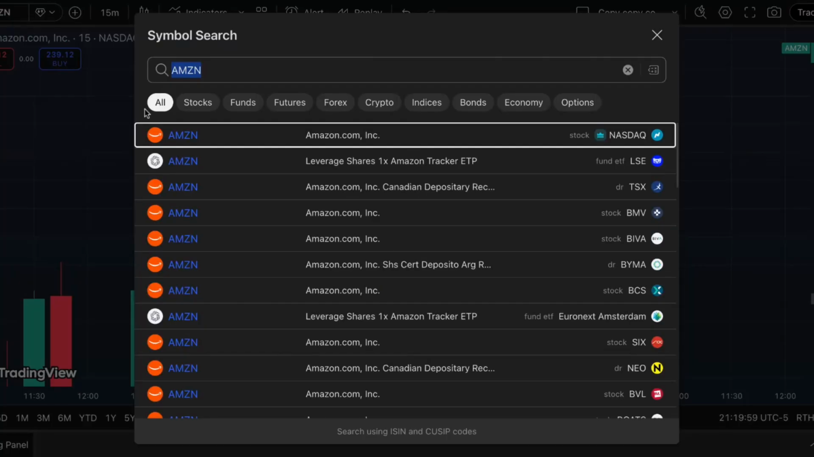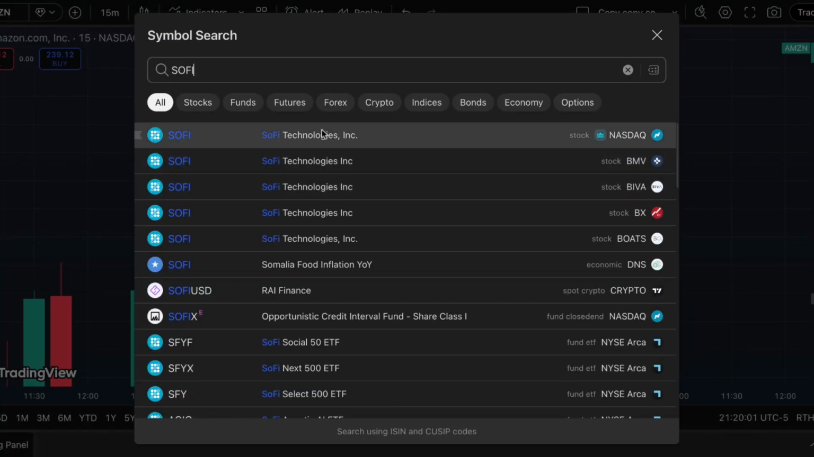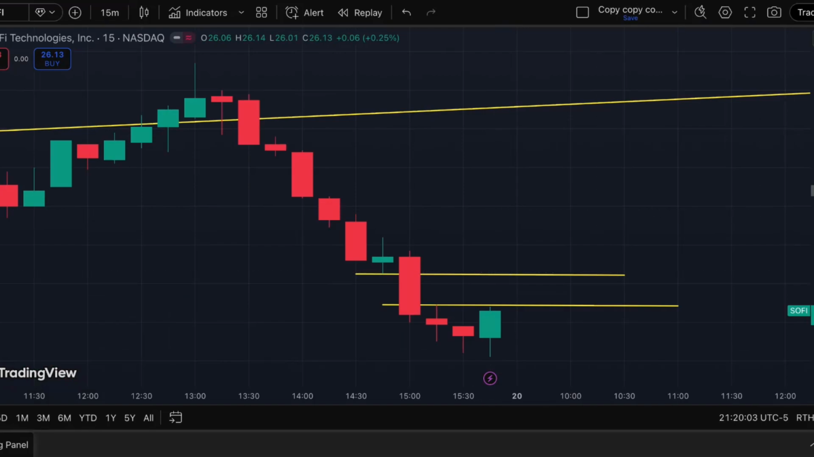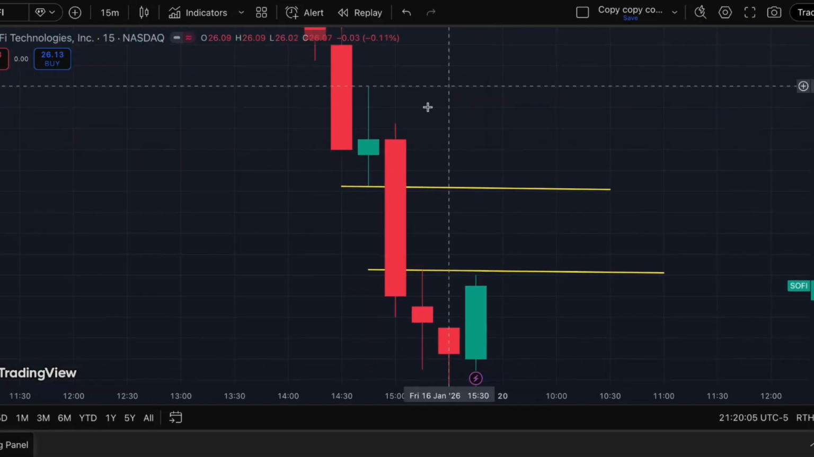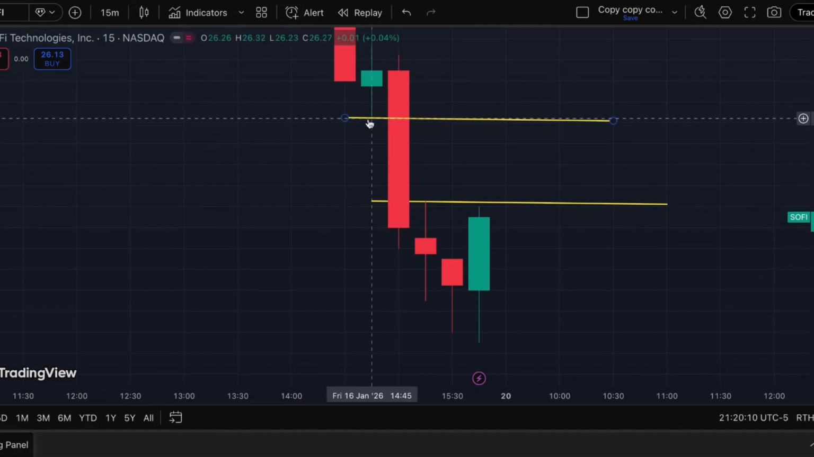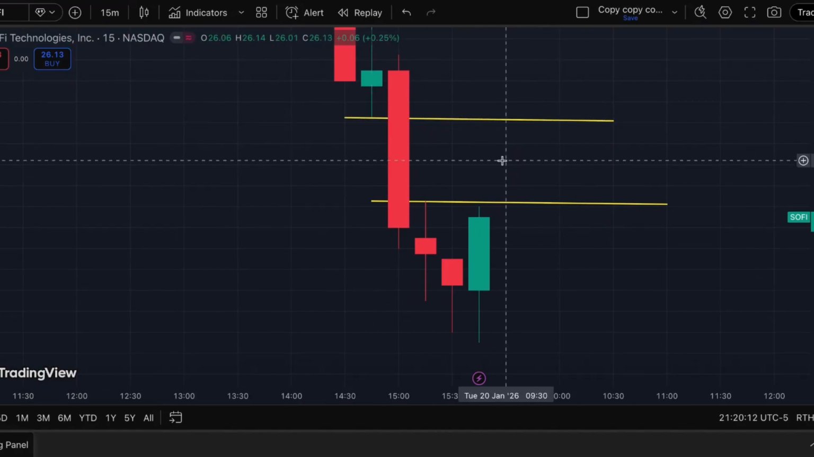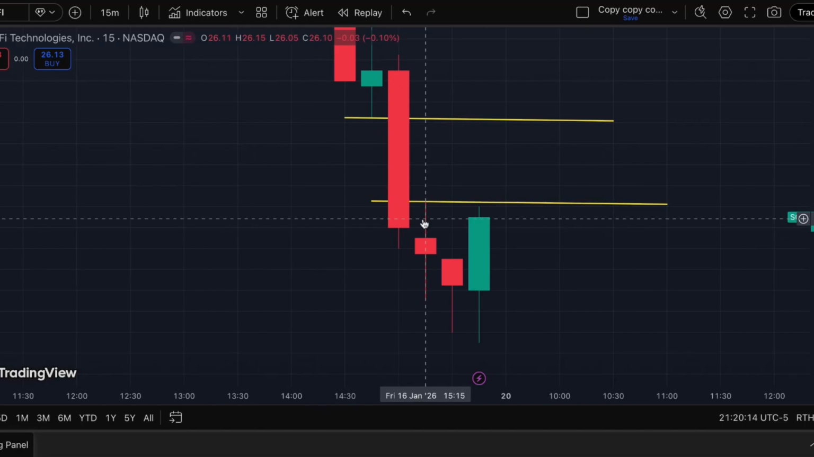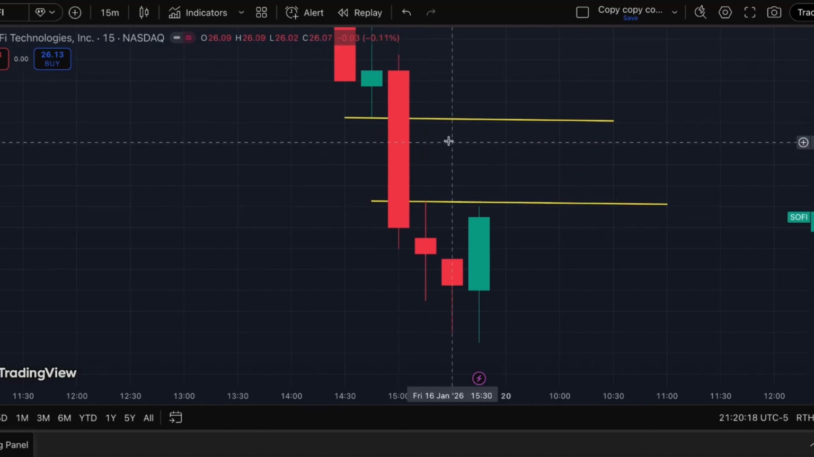Now let me show you another quick one on SoFi. I have another one identified here. Same thing, but on the downside. Now again, the markets aren't open, but you see this wick. There's my line drawn, on my third candle right there. There's my line drawn. There's my fair value gap.